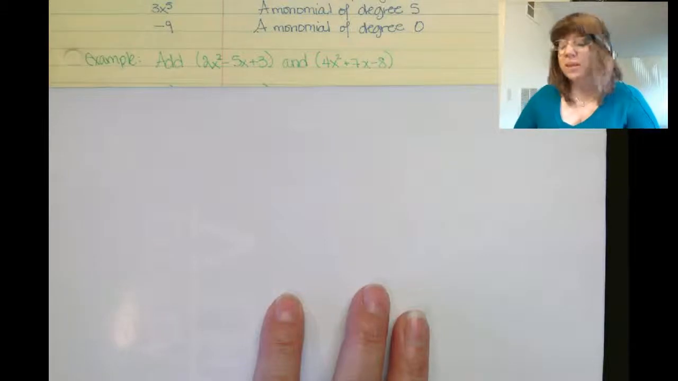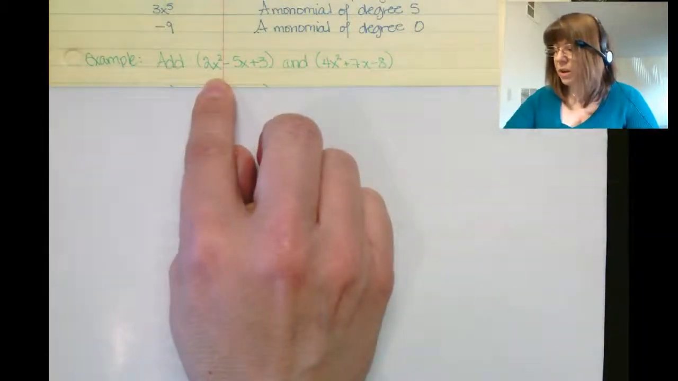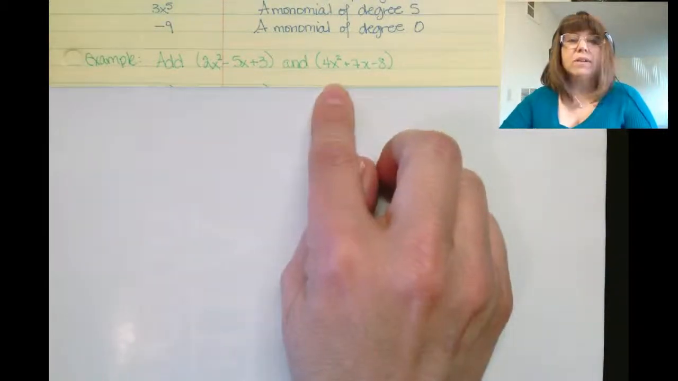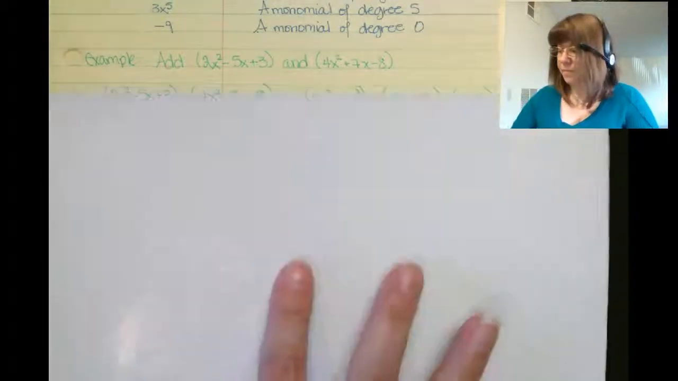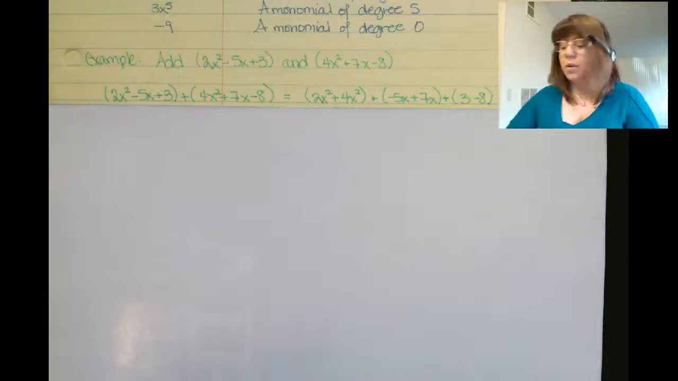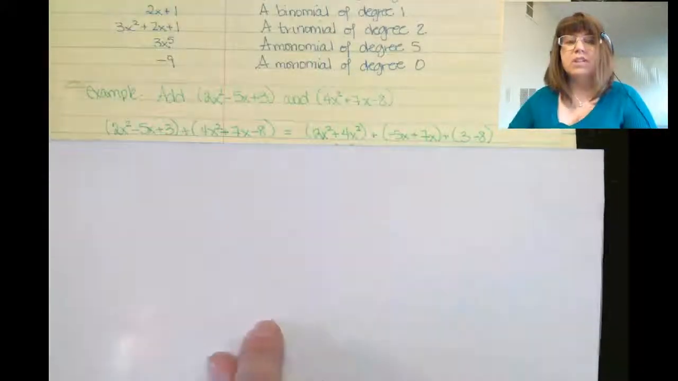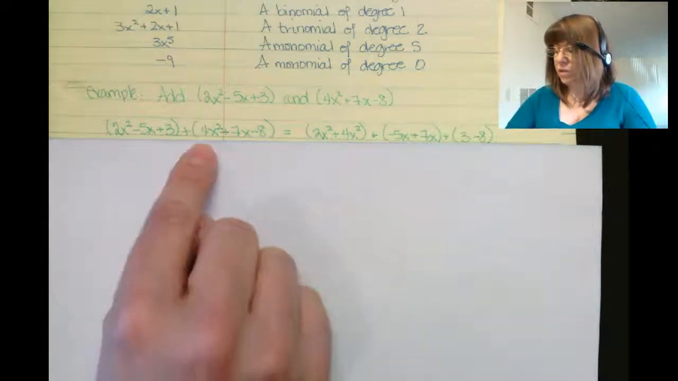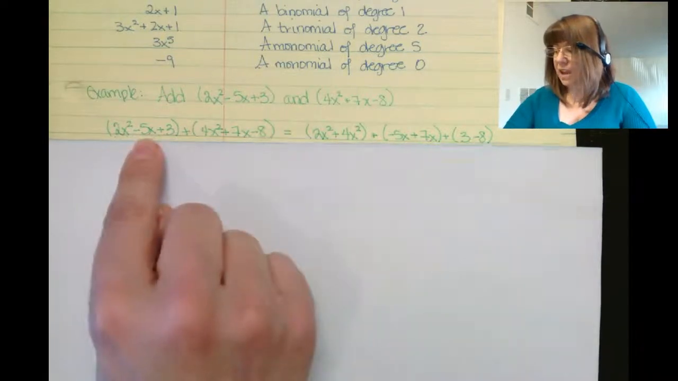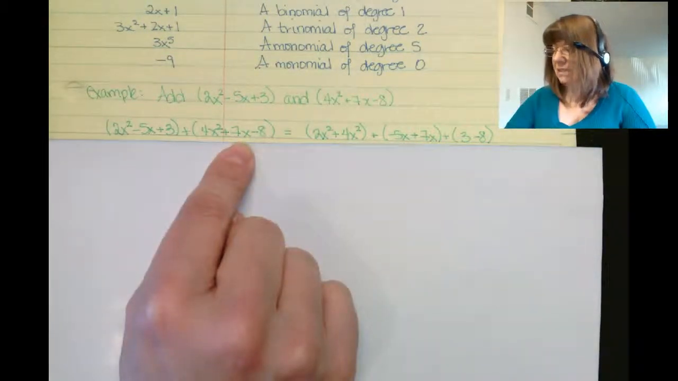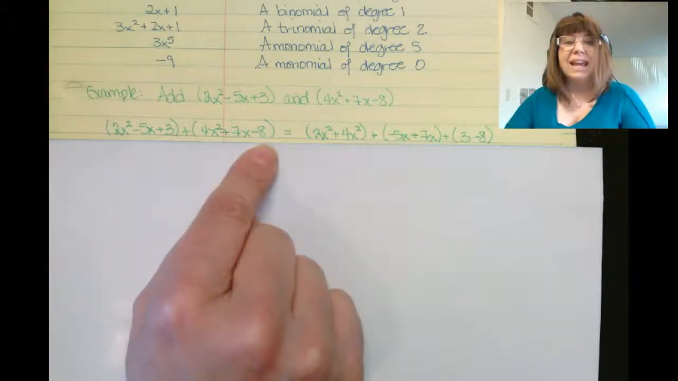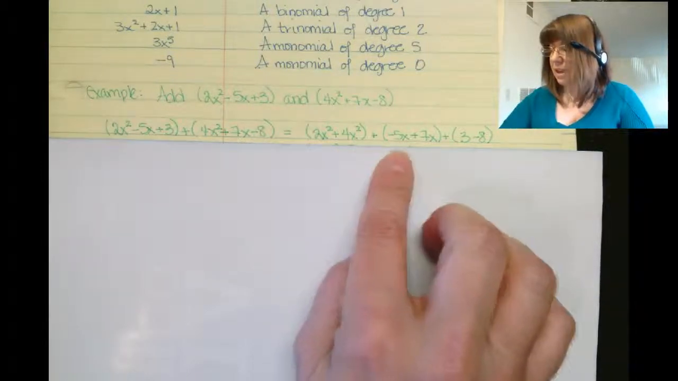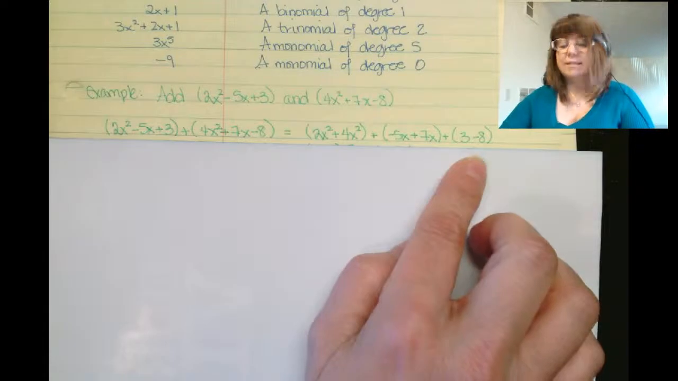Let's add the two trinomials in front of us, which are 2x squared minus 5x plus 3, and 4x squared plus 7x minus 8. The first thing I'm going to do is group them into like terms. So the 2x squared will add to the 4x squared. The negative 5x will add to the 7x. The 3 will add to the negative 8.